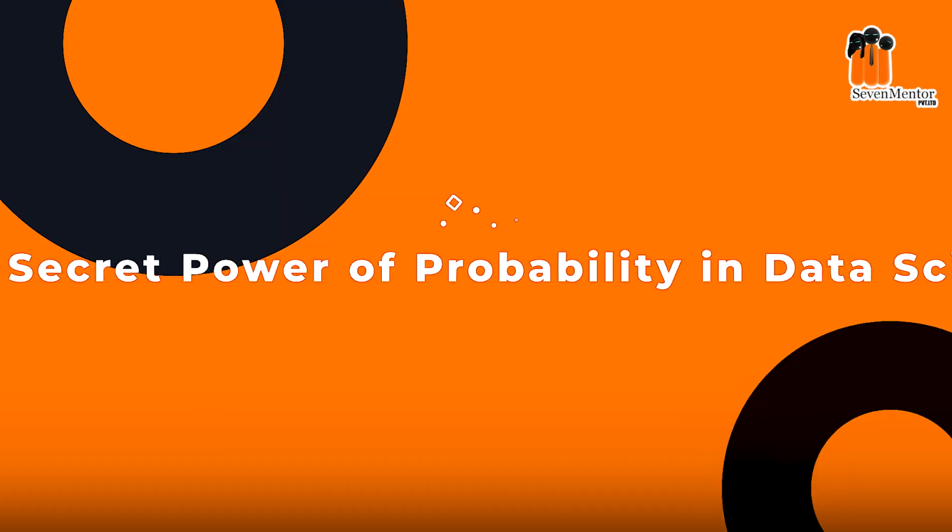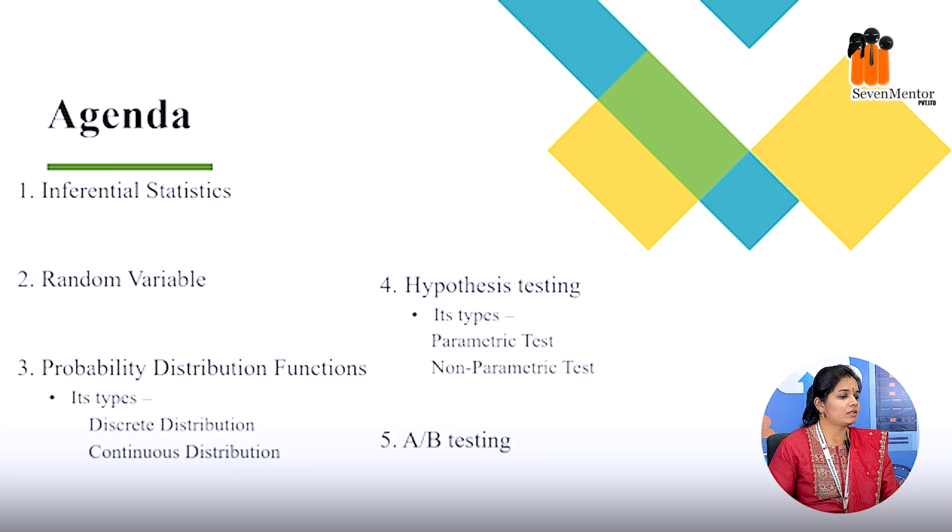Today we will be moving forward with inferential statistics. Inferential statistics mainly deals with the probability concept. So let's start with the secret power of probability in data science. Today's agenda will be inferential statistics, random variable, probability distribution functions, hypothesis testing, and A/B testing. We will be going in detail with all these concepts.